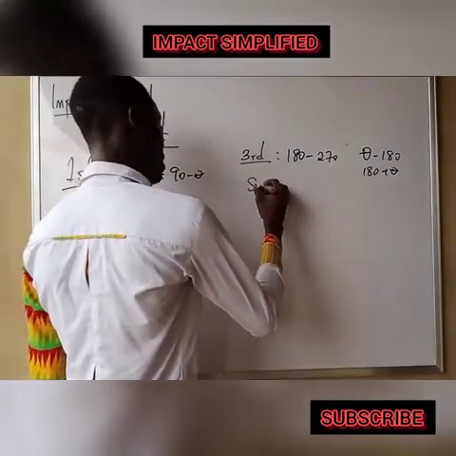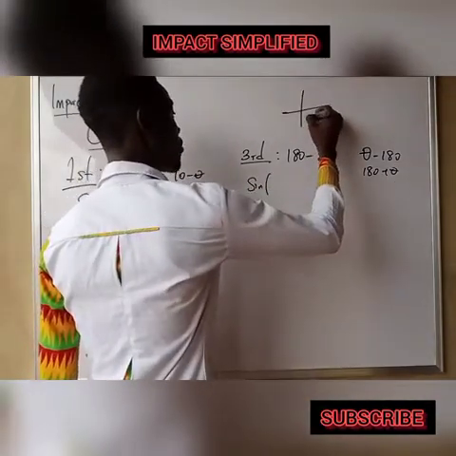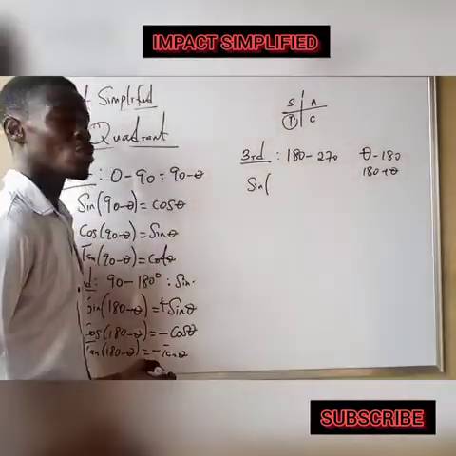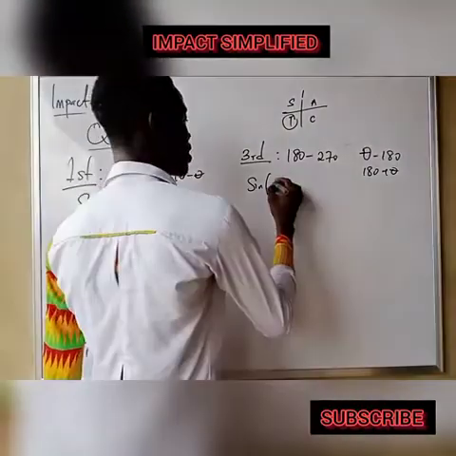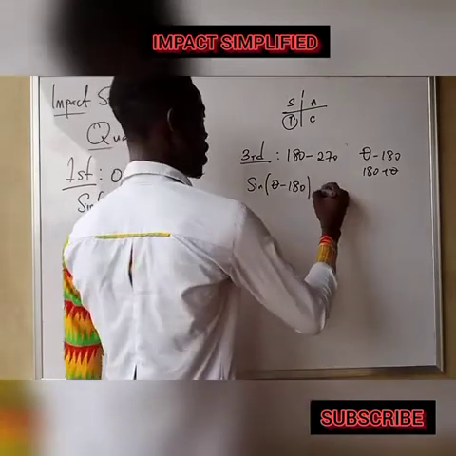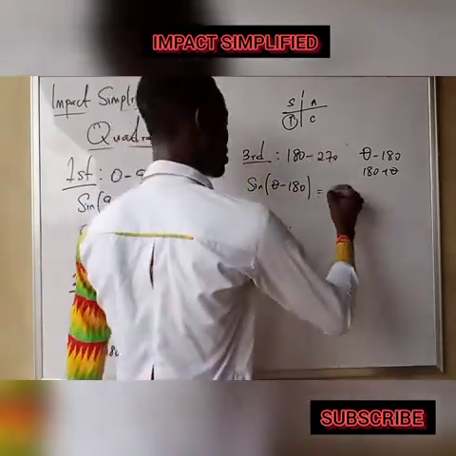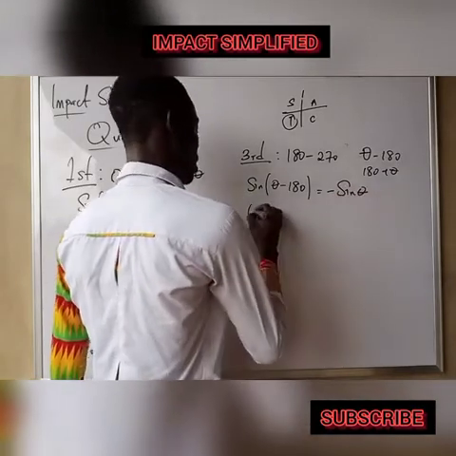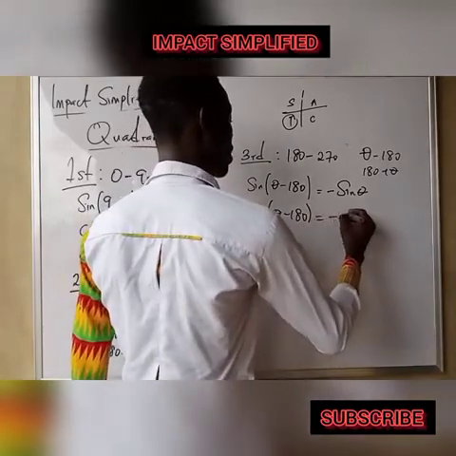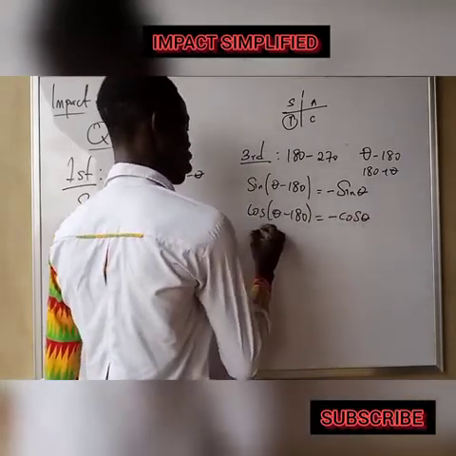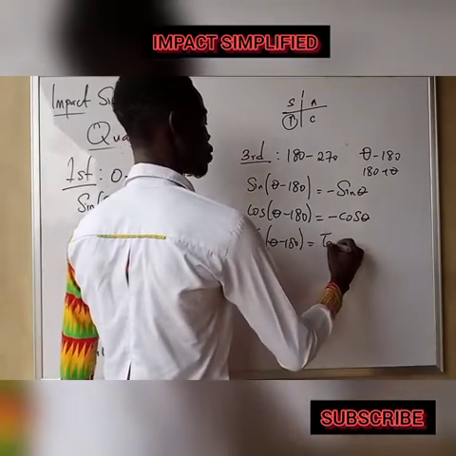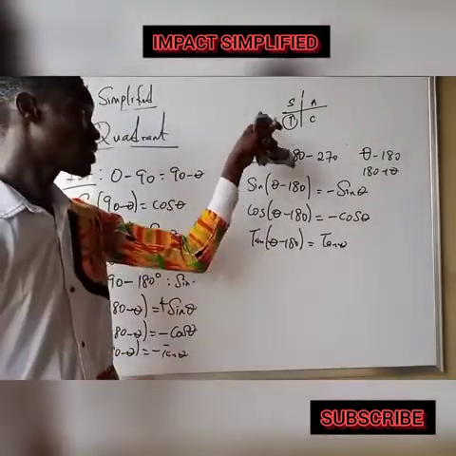And that means we have it as what? Sine. Don't let me confuse you. Don't forget, for the third quadrant, only tan is positive. That will give us sine of theta minus 180, and don't forget, tan alone is positive, so that will give us minus sine theta. Cos of theta minus 180 or 180 plus theta will give us minus cos theta. And also tan of theta minus 180 will now give us tan theta, just because only tan is positive.